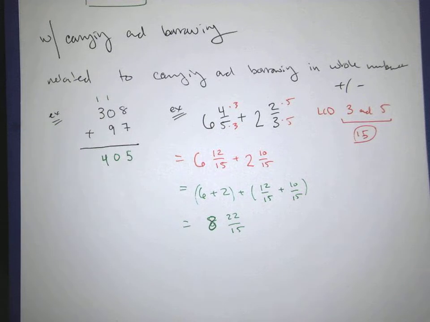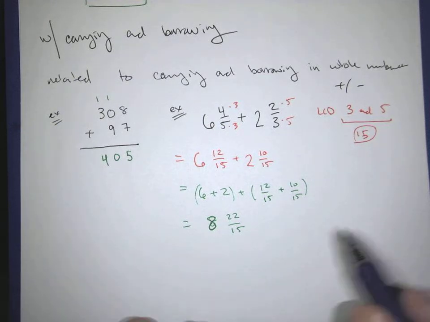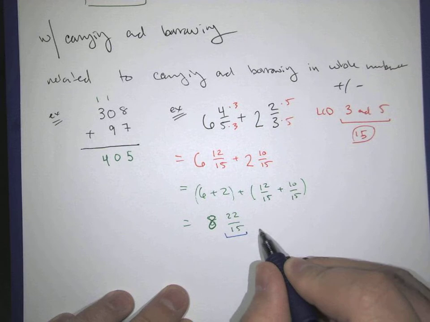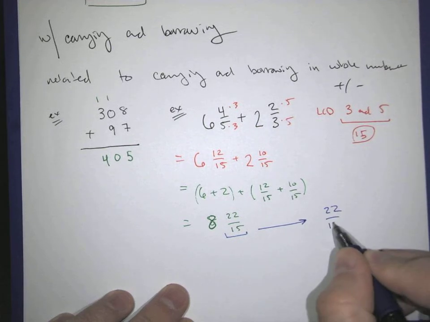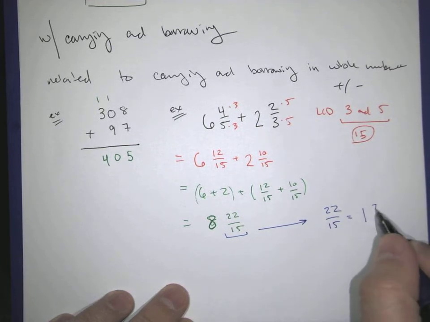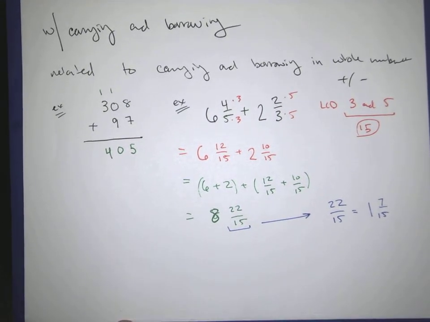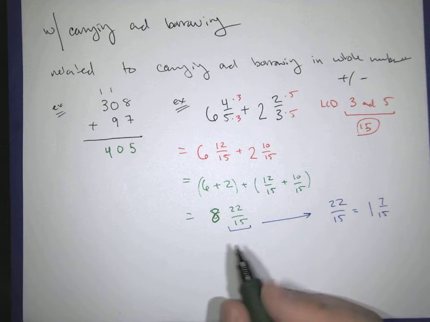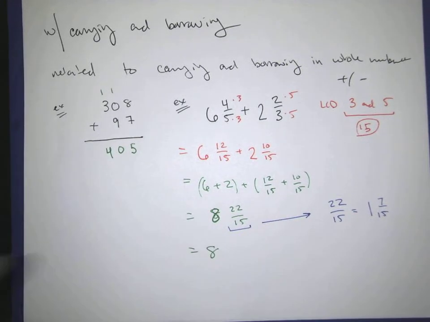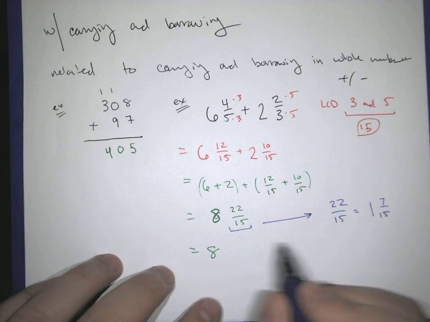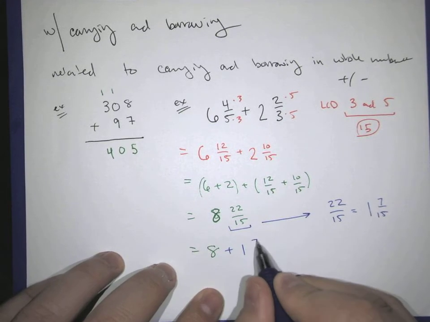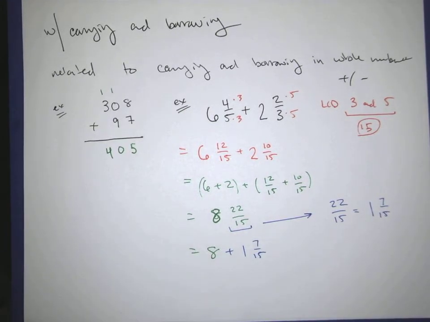So what we're going to do is look at the issue, which is really this 22/15. This is just too big. So 22/15, that would really be 1 and 7/15 if we converted that into its own mixed number. So this result here is, well, 6 and 2 is obviously 8. And then 22/15, that's really 1 and 7/15. So all I'm going to do is say, okay, I'm just carrying this extra 1 whole. 22/15 becomes 1 and 7/15.